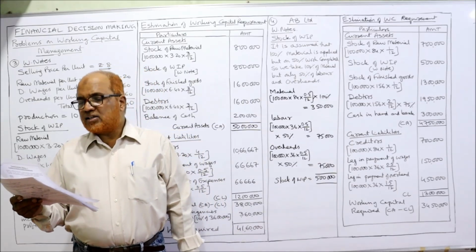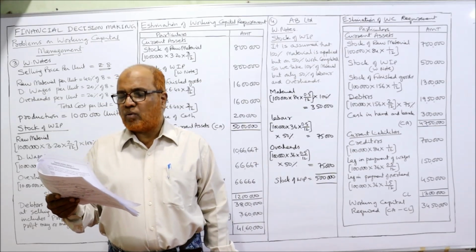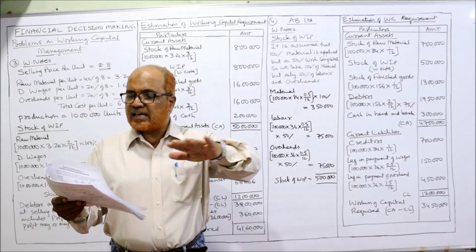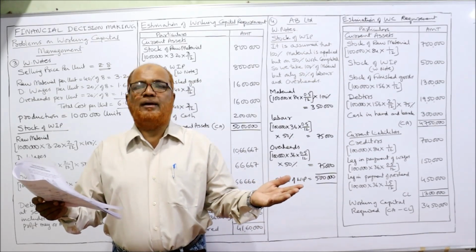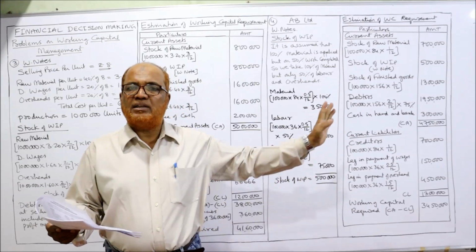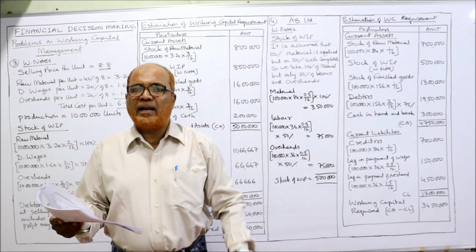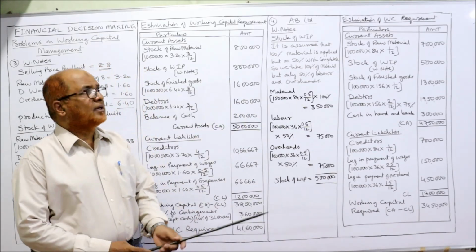Then for an expected annual sale of 1 lakh units, work out the working capital requirement assuming that production is carried on evenly throughout the year and wages and overheads accrue similarly. The level of activity is 1 lakh units. We have to make the working capital requirement for 1 lakh units. First of all, working note.